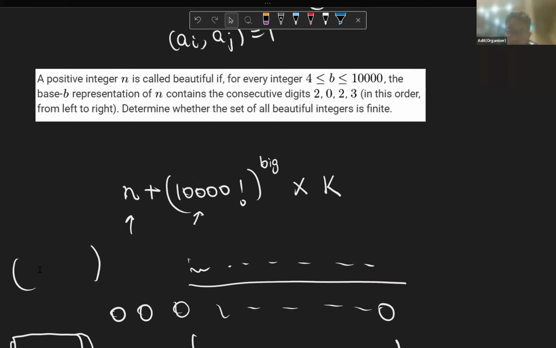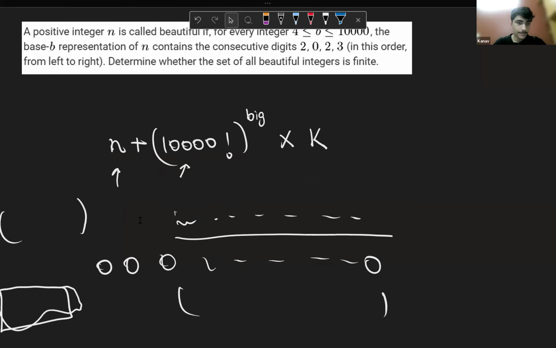But why would we think that there exists such a number to begin with? Why won't we intuitively think that there exists no such number and try to prove that in some sense? Okay, yeah, that's a good question.